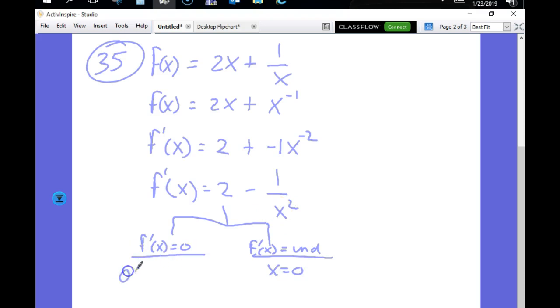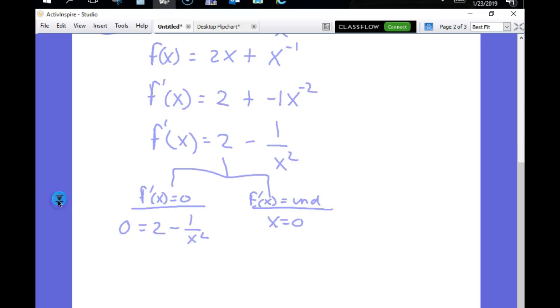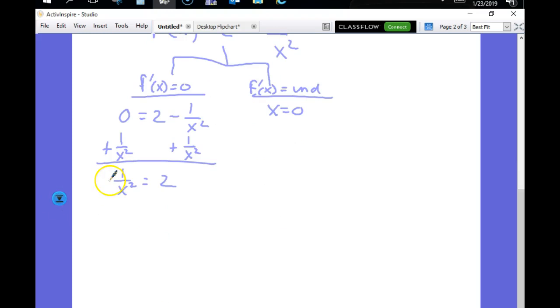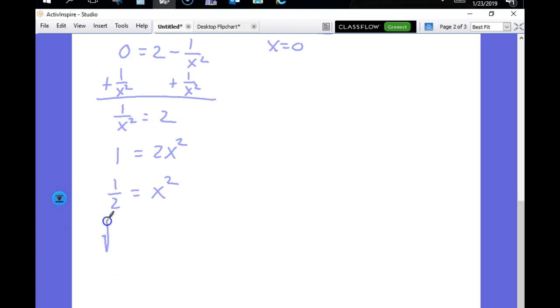The other one would be where the function is equal to 0. So if we have that, what I would do first is I would add this 1 over x squared to both sides. Okay, and then I would multiply both sides by the x squared, divide both sides by 2, and then square root both sides. Now when you take the square root, don't forget your plus and your minus.